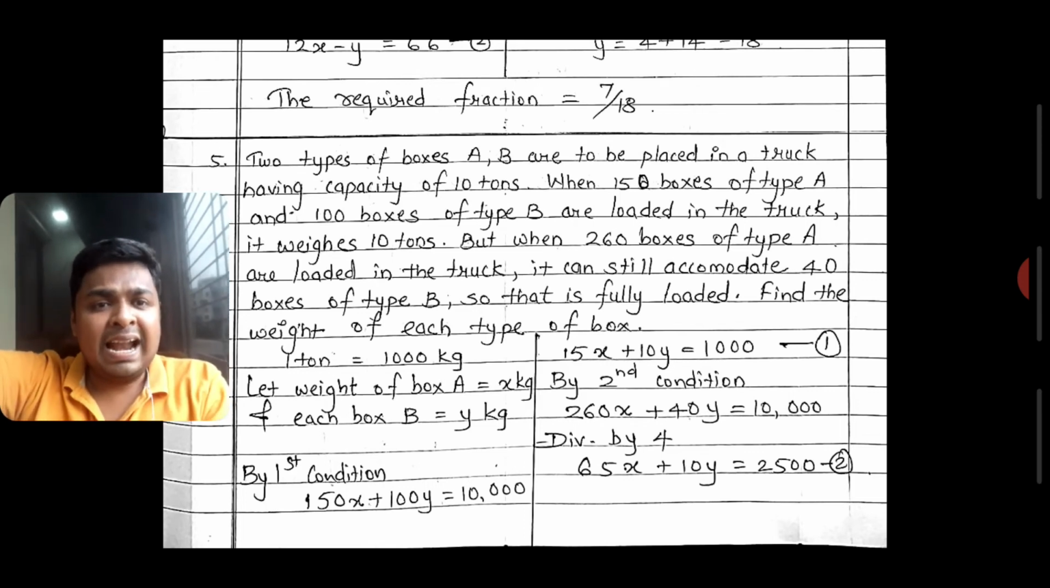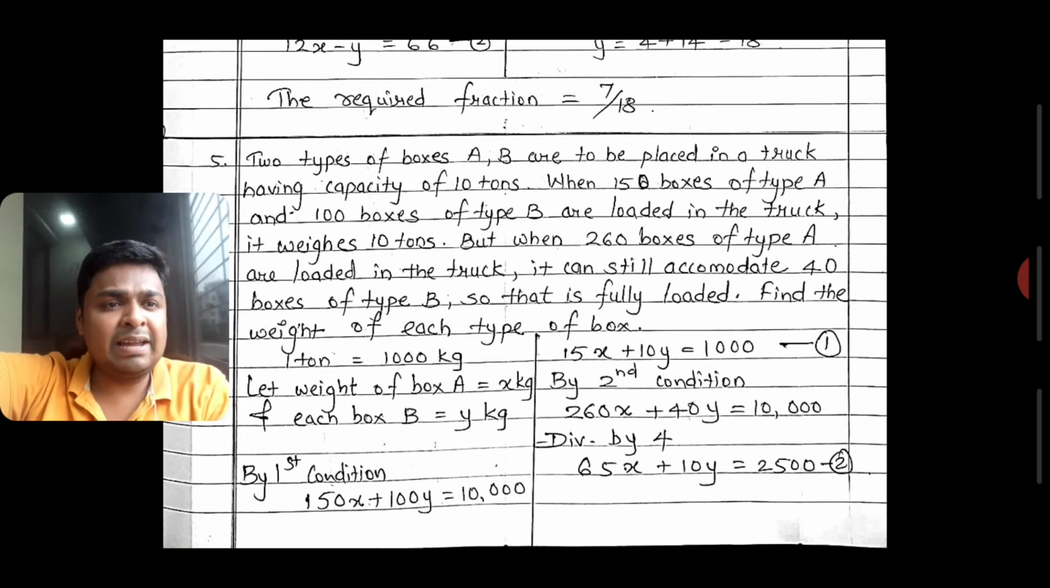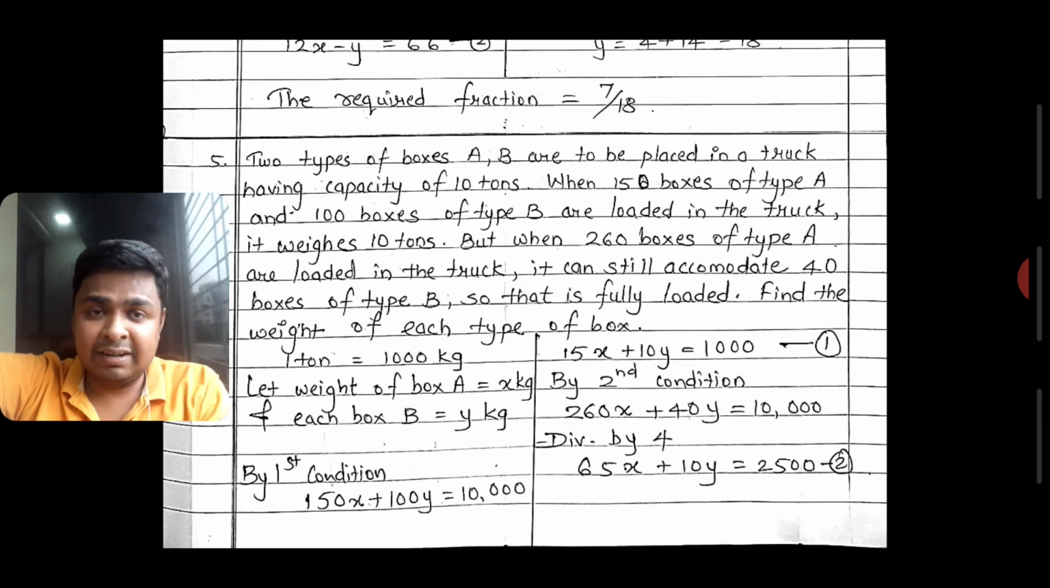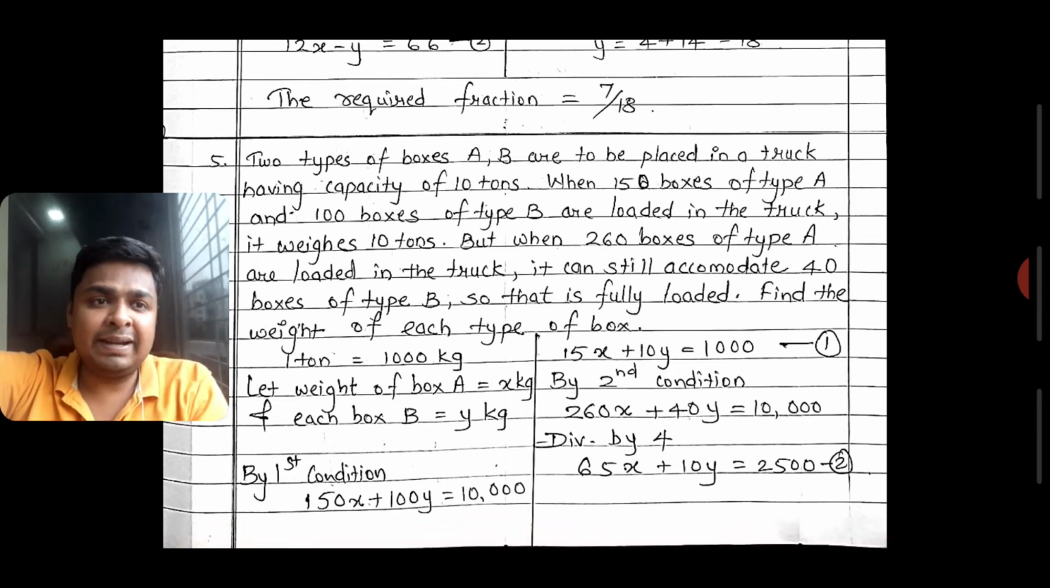You can see that 150 is there, 100 is there, and on this side 260 is there, 40 is there. Now if I divide the first equation by 10, I get 15x plus 10y is equal to 1000. You can divide it further, but I have stopped here purposefully so that I can simplify it quickly. In the second equation, I can divide throughout by 4, not 40, by 4. So I get 65x plus 10y is equal to 2500.